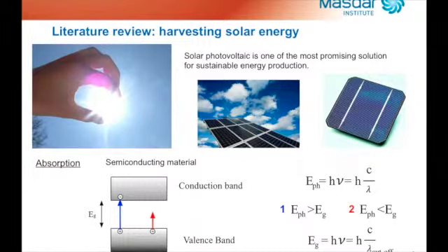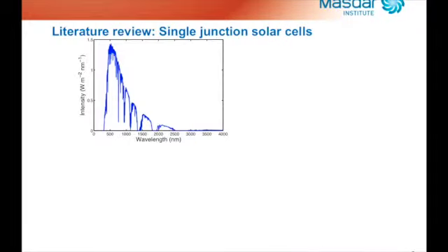In order to be coherent with the definition of the energy for the photons, I define here lambda cutoff, which is basically a property of the material, and we'll see later how this is important in order to understand how the solar cell absorbs the energy coming from the sun.